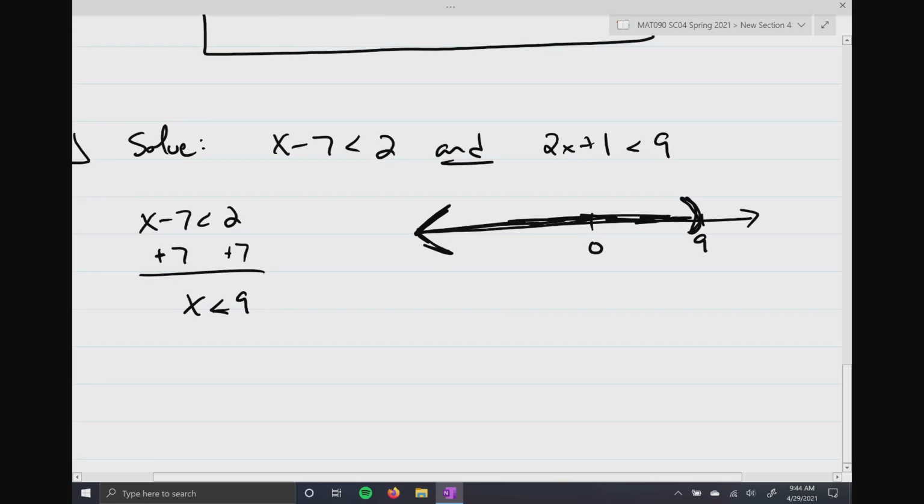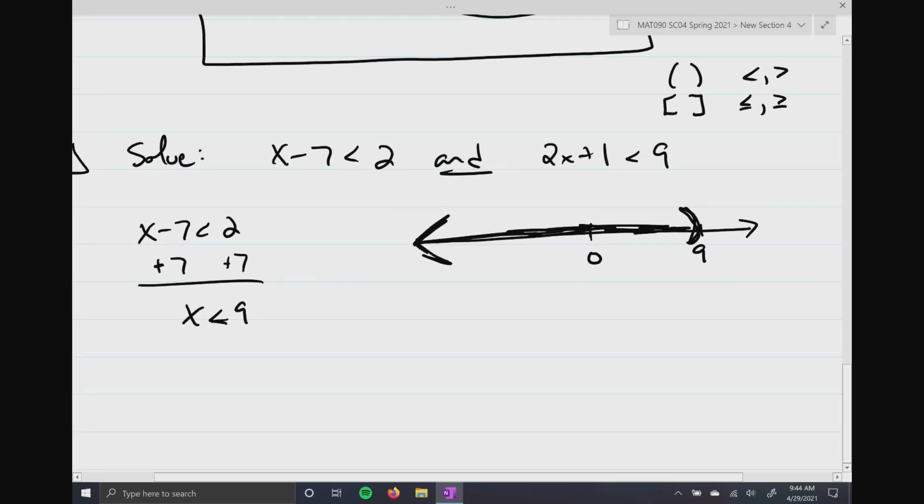Recall, parentheses are used for less than or greater than. Brackets are used for less than or equal to, or greater than or equal to. All right? So there's our first inequality.